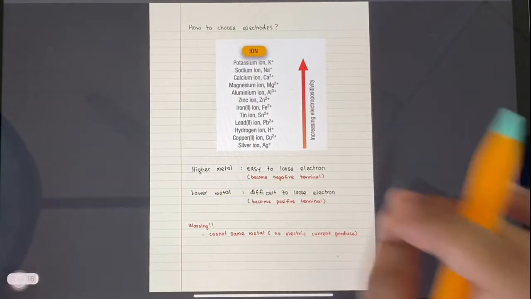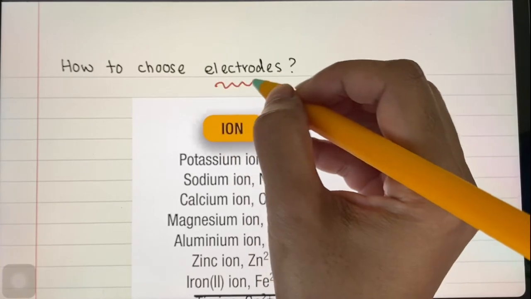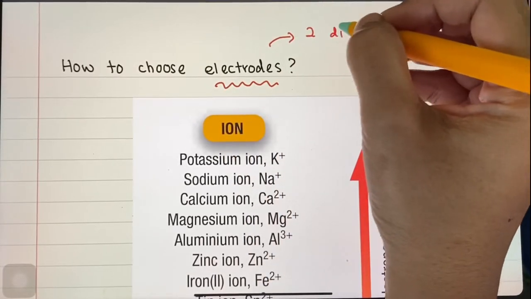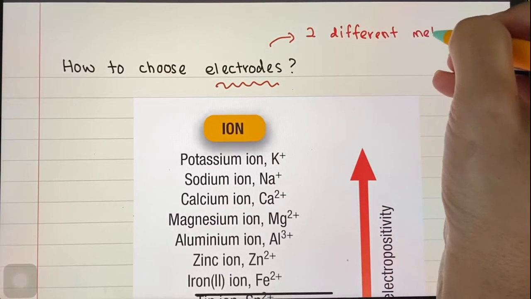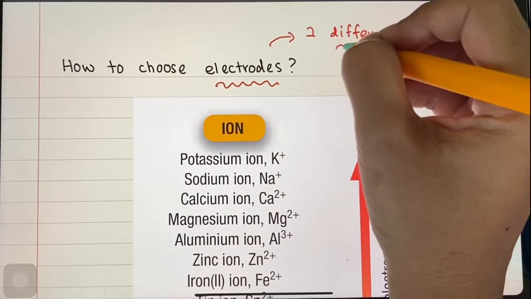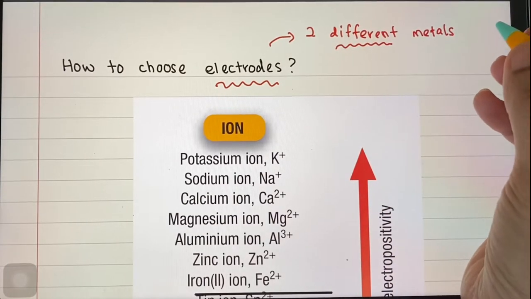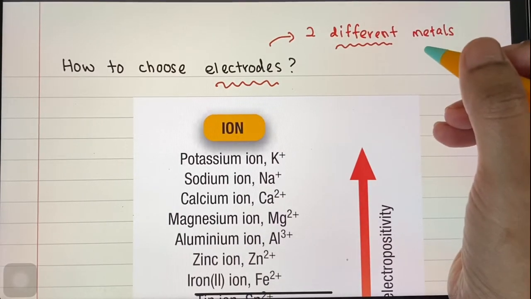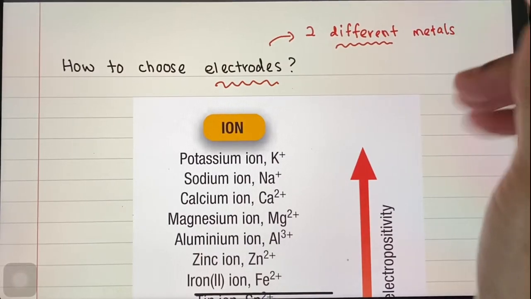Now we go to the next page. How to choose electrodes. As we all know that electrode must be two different metals. Okay, two different metals. It says here different, means not the same. What happens if we use same metal? Okay, if we use same metal, there will not be an electric current produced. There must be a different metal.